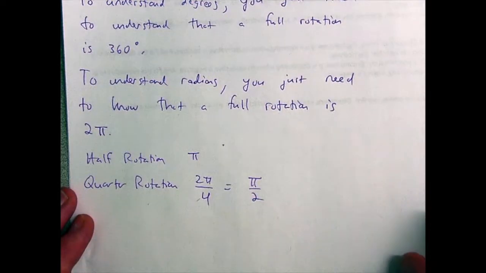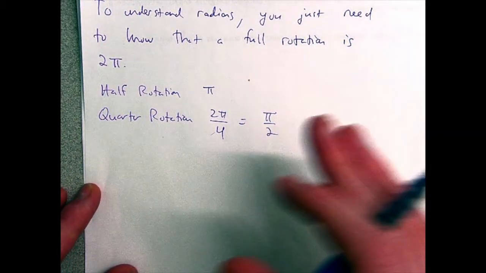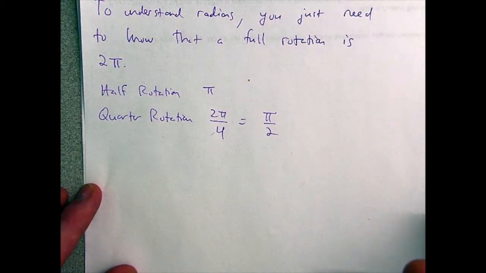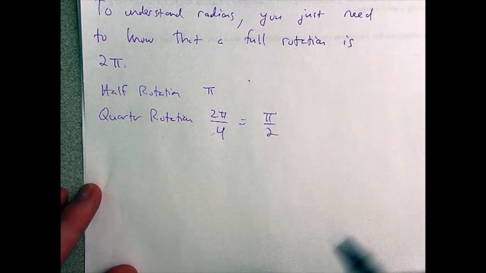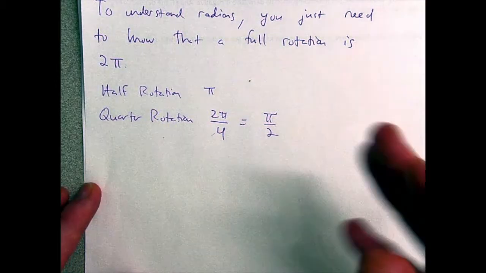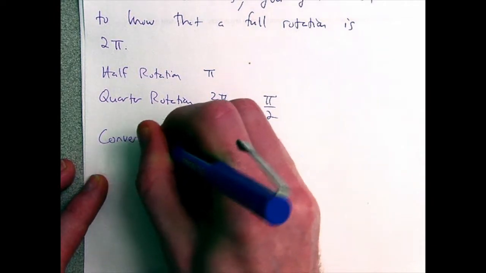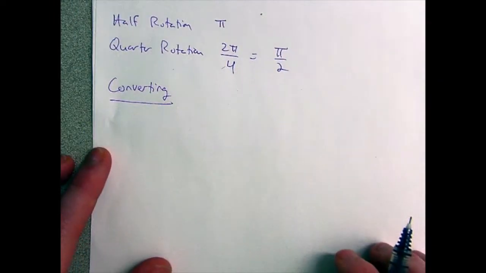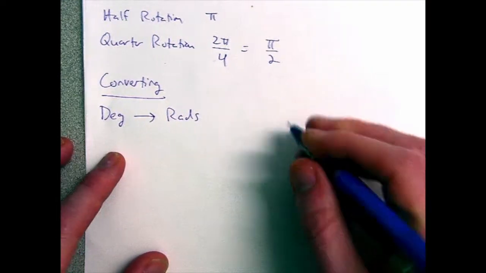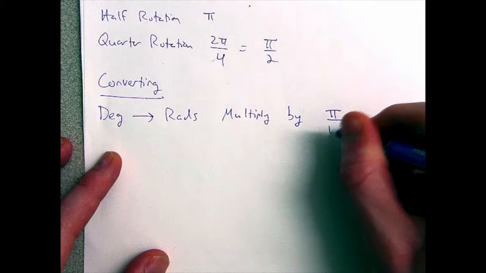Okay, so now that we've talked a little bit about radian measure, we now have 2 units of measurement between degrees and radians. And since we have 2 different units of measurement for angles, we should have a way of converting back and forth between these 2 units. So I'll tell you the formula, and then I'll prove to you that it's true. So let's talk about converting. How do you convert between degrees and radians? Let's say you want to go from degrees to radians. All you do is you multiply by pi over 180.